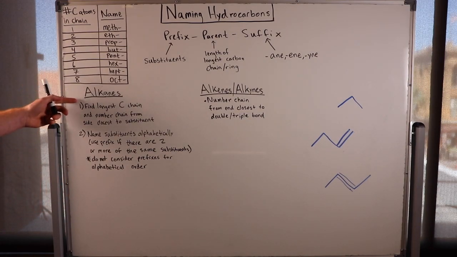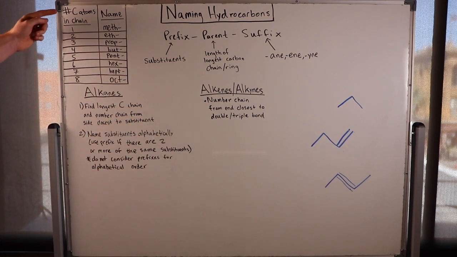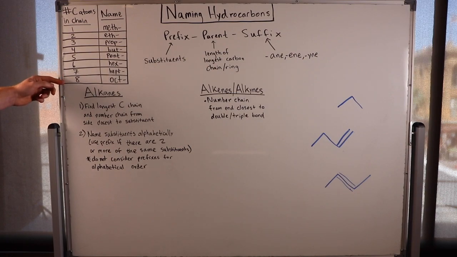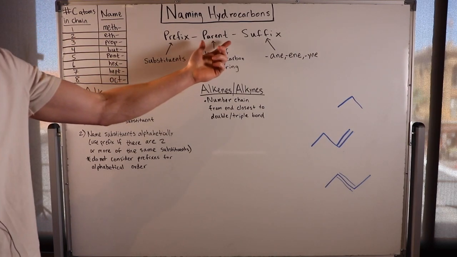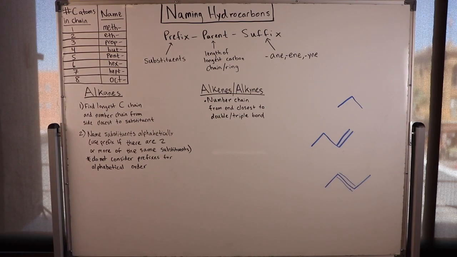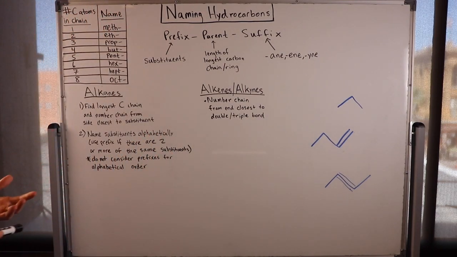So I've written up here some very bare basic rules for naming alkanes, alkenes, and alkynes. And I also have a chart up here that you really need to make sure you have memorized. This tells you, based on the number of carbon atoms in a chain, what the name of that chain is going to be. And this is important for the parent part of naming the hydrocarbon. So I've got some very simple hydrocarbons up here that I want to name to start out, to make sure we're all on the same page with the bare basics.